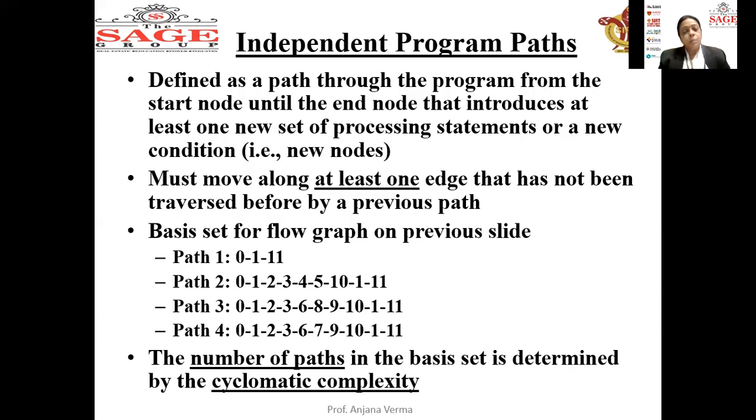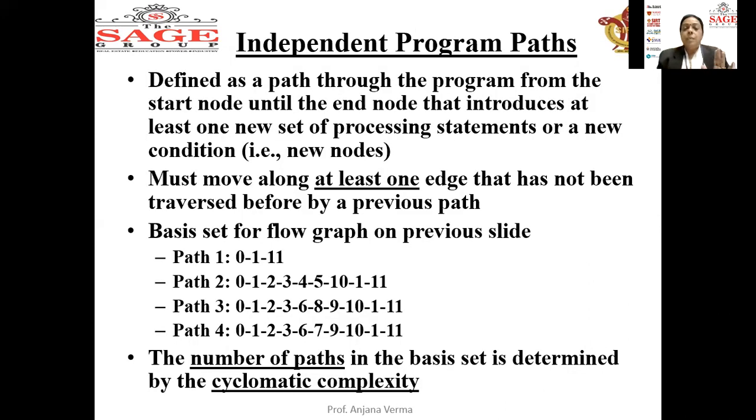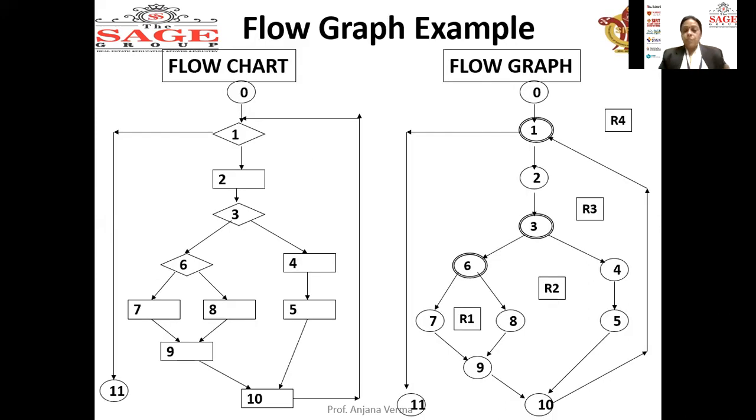Now, I think you got how we can make a flow graph from the flow chart. Why do we make a flow graph? Because we want to find out the paths. How many independent paths are there, and with the counting of these paths, we can plan our testing. So how can we make this flow chart or flow graph with the help of a program?